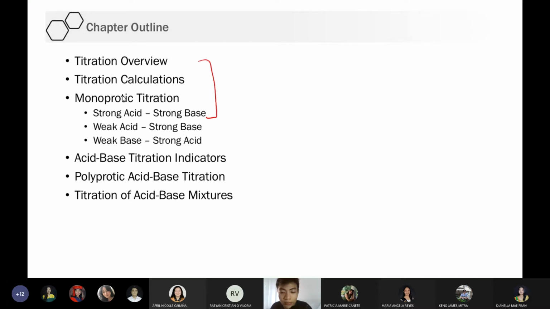Then we will go with some concepts in the titration calculation process, and then proceed tayo with the monoprotic titration, specifically the strong acid, strong base titration. Then by next meeting, we will discuss weak acid, strong base, weak base, strong acid, and acid base titration indicator, and polyprotic acid base titration. And then for Tuesday next week, titration of acid base mixture tayo.